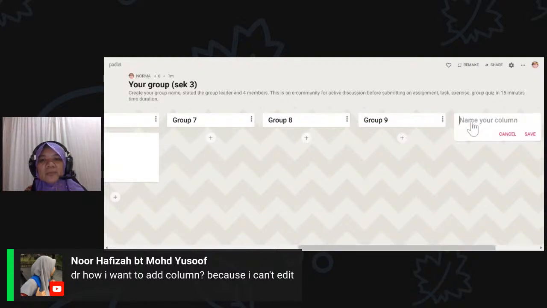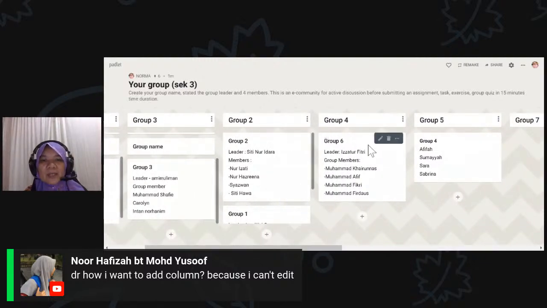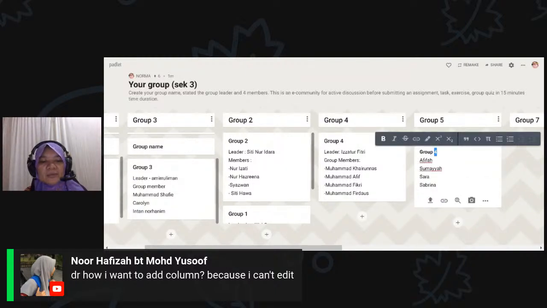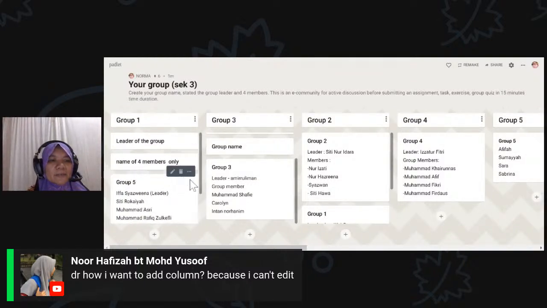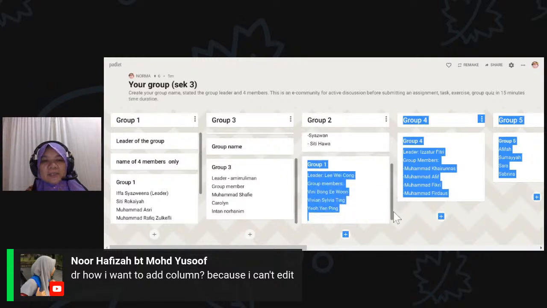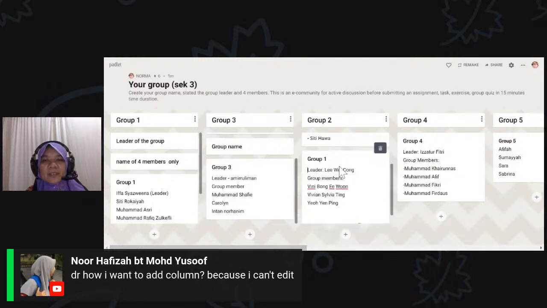I think that's enough. I think group 10. So I just put it here. We are missing group 6 here because group 6 was already done by somebody. I hope I can edit here. I put this as group 4, and this one I edit as group 5. This one is group 2, and this one should be group 1. I'll just put your own group. This one is group 3, and edit this one as group 2.